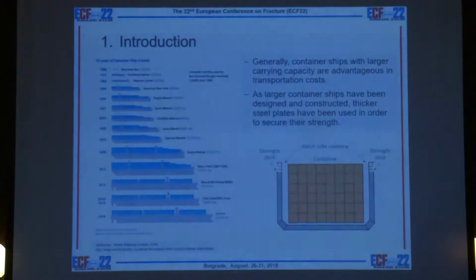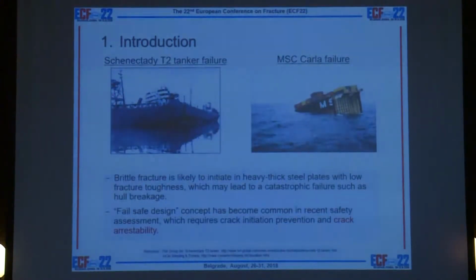As shown in this figure, container ships are designed to have a hatch opening for convenience of loading and unloading. The hatch side coaming assembled at the deck is an important structural member for securing their strength against wave load, and it needs to be a thicker steel plate for larger container ships. Brittle fracture is likely to initiate in heavy thick steel plate with low fracture toughness, which may lead to catastrophic failure such as hull breakage.